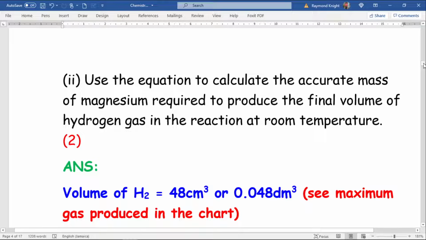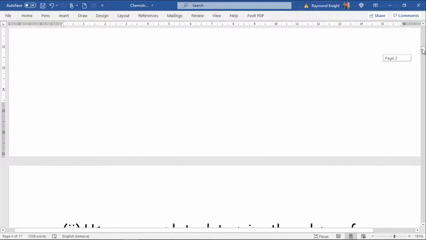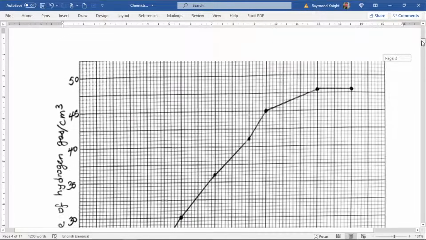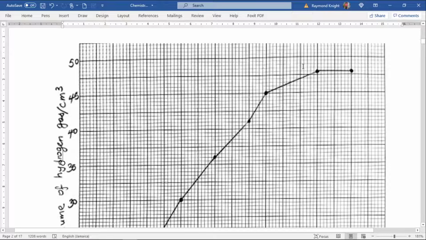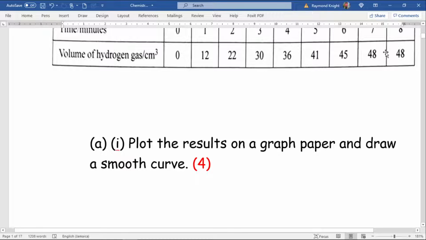Now your graph tells us this. Let's go back to the graph. I want you to notice something with the graph right here. For the last two temperatures, regardless of time, you cannot produce more gas than 48. If I even go back to your table, you notice in the table as well, you have 48 and 48 right here, regardless of the time.